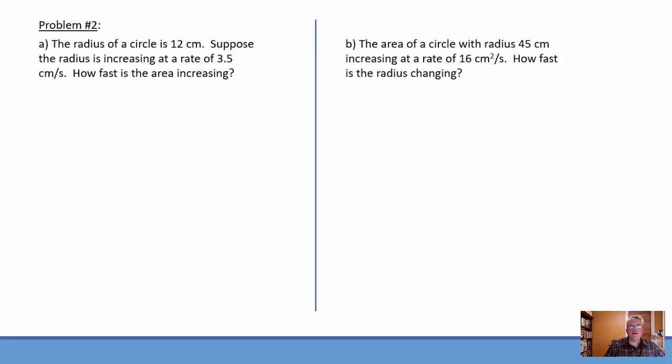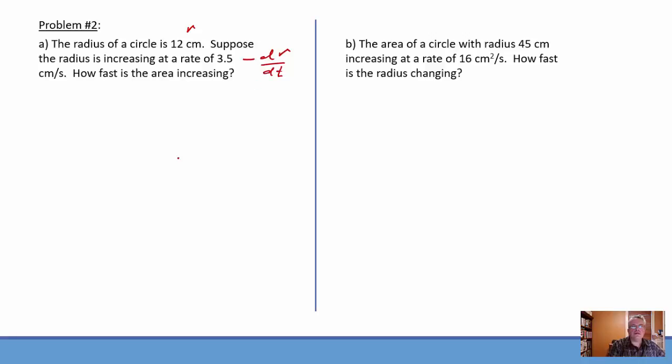All right, let's try to use this a couple times so we can get familiar with it. So this problem says the radius of a circle is 12 centimeters. So that's r. And suppose the radius is increasing at a rate of 3.5 centimeters per second. So that's dr/dt.